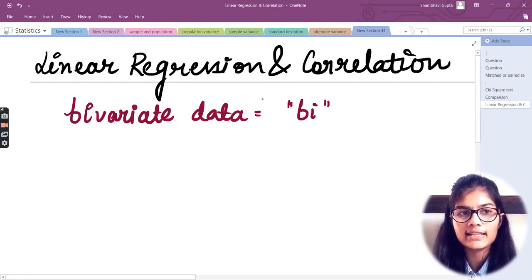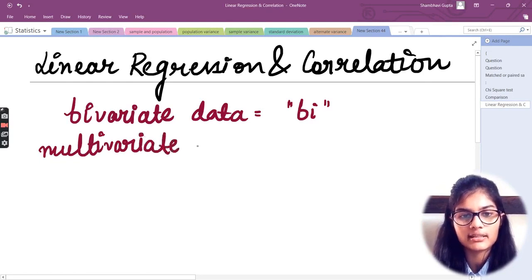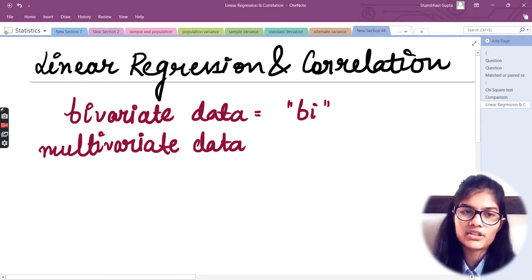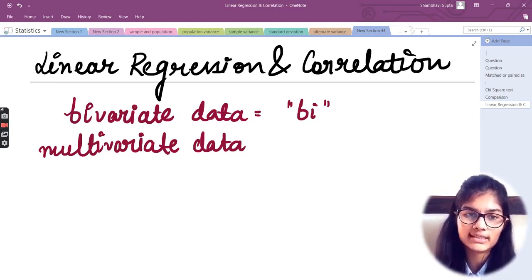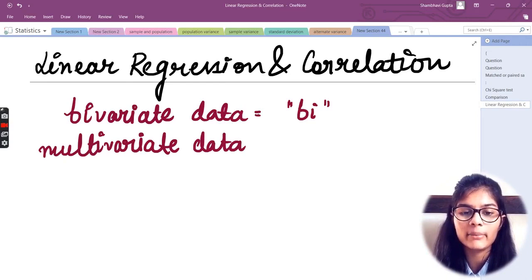In reality, statisticians mostly focus on multivariate data. The examples which I showed you were bivariate data. Bi means two, right? And statisticians completely look at multivariate data, which means having many variables, right?